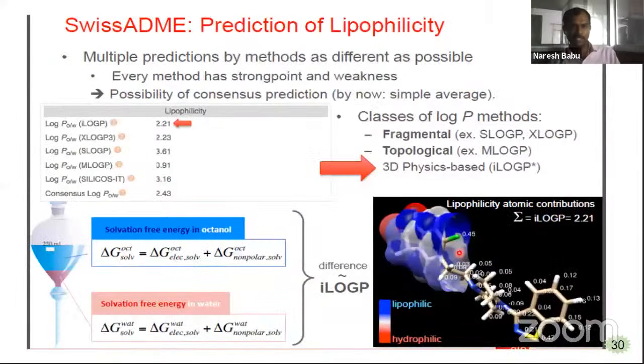So this is the prediction of lipophilicity, the parameters they are using in SwissADME. The blue color in the molecule completely indicates lipophilic, and the red colored zone indicates hydrophilic in the 3D structure of the compound.